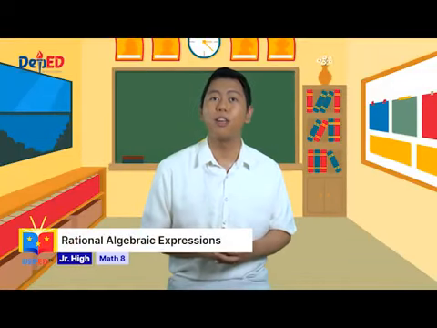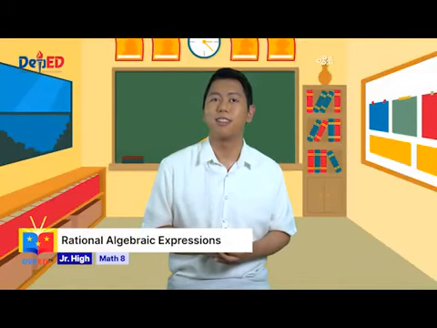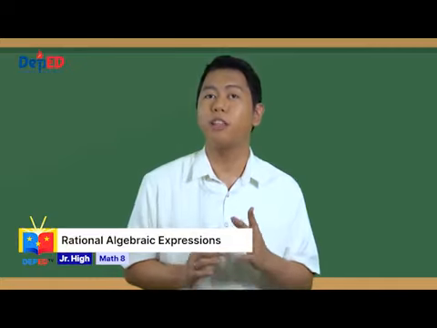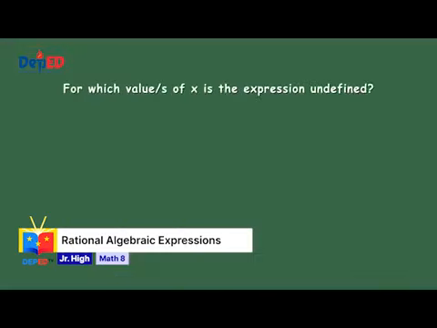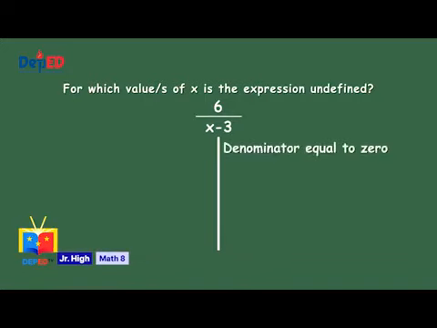Since a zero denominator is not allowed in fractions, we must exclude values that will make the rational expression undefined or meaningless. Let us have the example earlier. 6 over x minus 3. To get the excluded values, we focus on the denominator and let it be equal to 0. Then we solve the unknown value of this equation. x minus 3 is equal to 0.